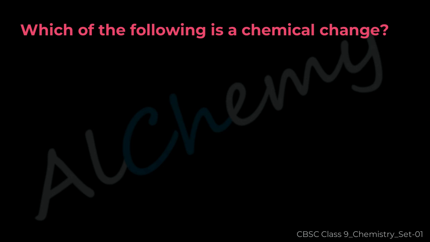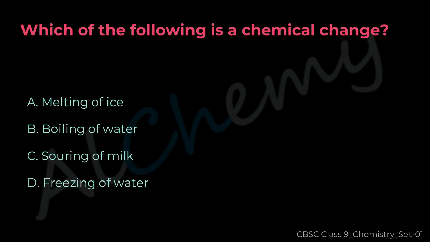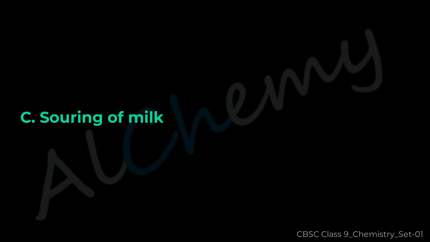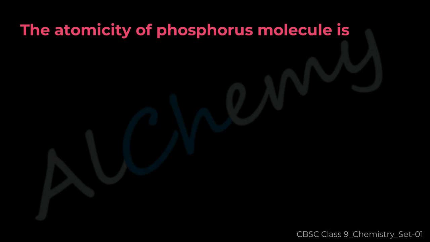Question 12. Which of the following is a chemical change? A. Melting of ice. B. Boiling of water. C. Souring of milk. D. Freezing of water. The correct answer is C. Souring of milk.